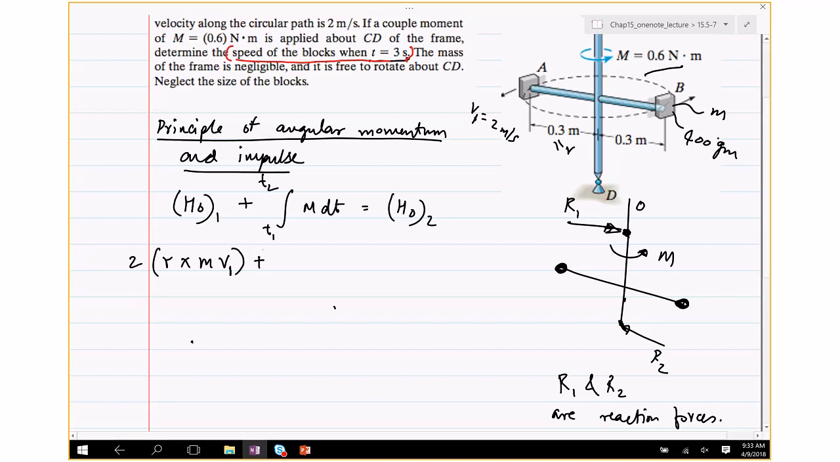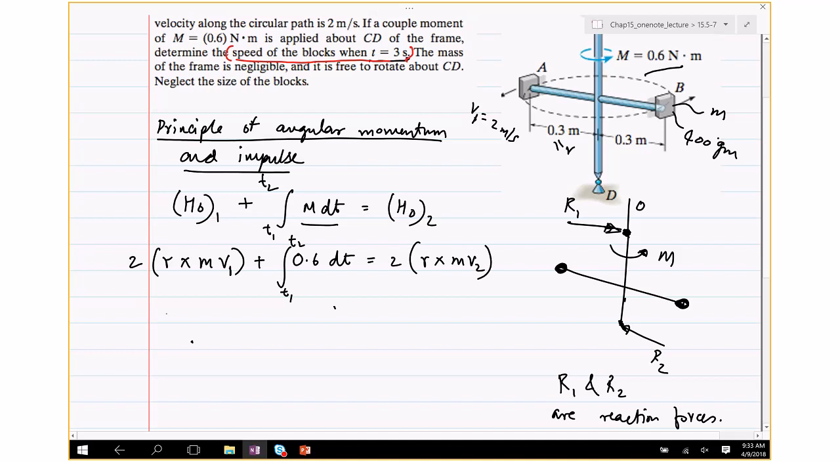The next part is the external moment. Well, all the moments acting on the system about O. R1, R2 pass through, so their contribution to the moments is zero. The only thing which leads to a non-zero moment is the external moment M, which is 0.6, and it's a constant, so it's very easy to integrate that. Then it equals the new momentum, which is r cross mv2, and since there are two of those, it's going to be twice.